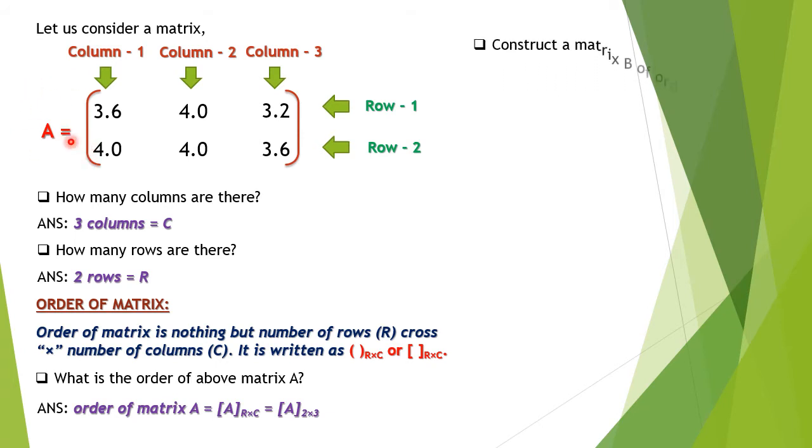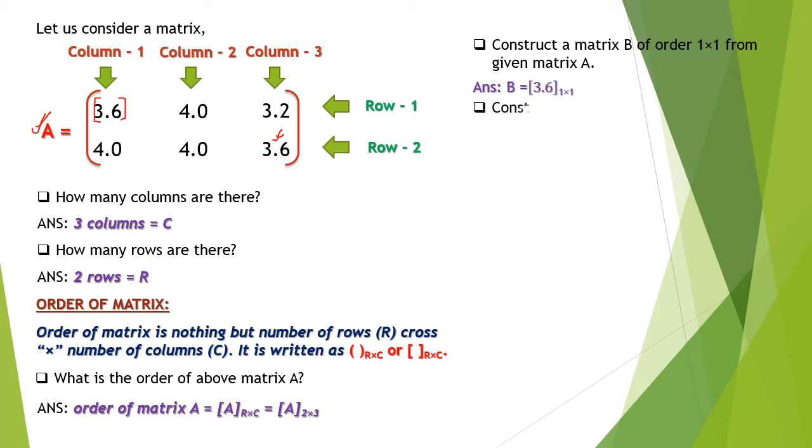Now let's construct various types of matrices from the given matrix. A is our given matrix, and from here we are going to construct different types of matrices. Construct a matrix B of order 1 cross 1. We can pick any one element, or any one member. Right now we just picked 3.6. We have to construct a matrix with only one row and only one column, and that kind of matrix has only one member. So you can see 3.6, or you can pick any one, 4, 3, 3.2, 4.0, any one with one row and one column.